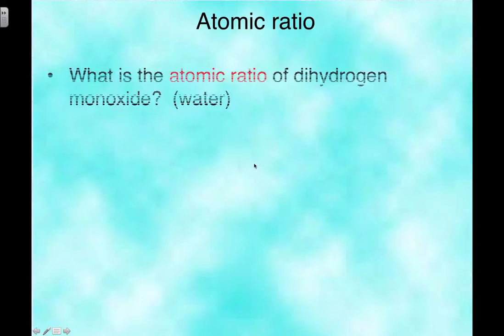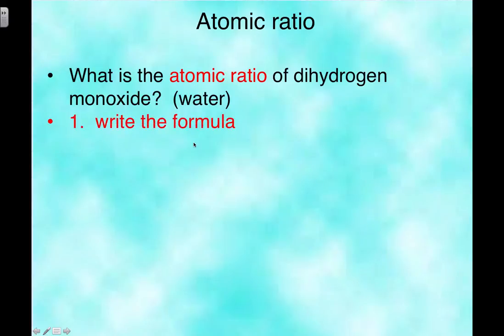Let's get back to the atomic ratio. What is the atomic ratio of dihydrogen monoxide? Of course, water. You know how I am with rules. I like to have rules for everything. The first rule is you have to write the formula down. And sometimes the formula is given, so you can skip this part, but sometimes it's not.